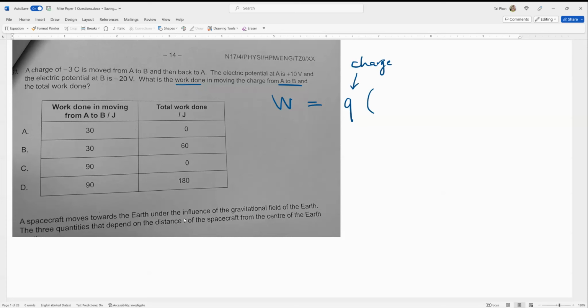But I wonder whether it is the potential at B minus the potential at A, or the other way around, meaning Q times VA minus VB. Let me check it. The potential at A is higher, positive 10 volts, and at B is lower, minus 20 volts. The charge is minus 3 coulomb, meaning this is a negative charge.